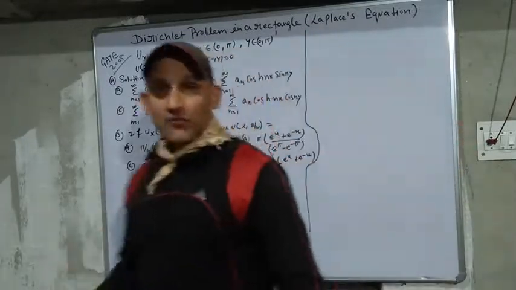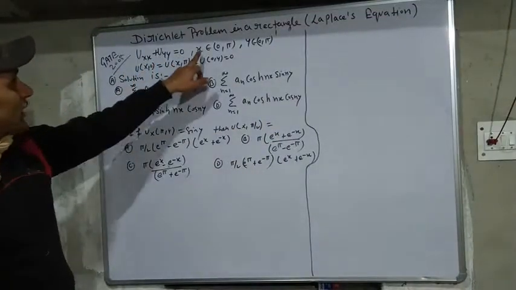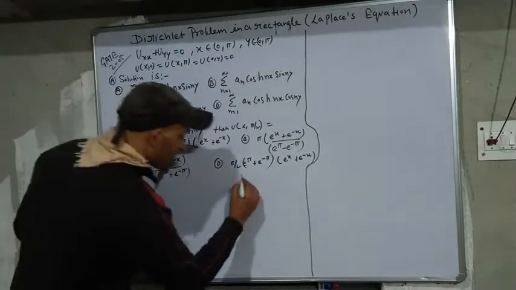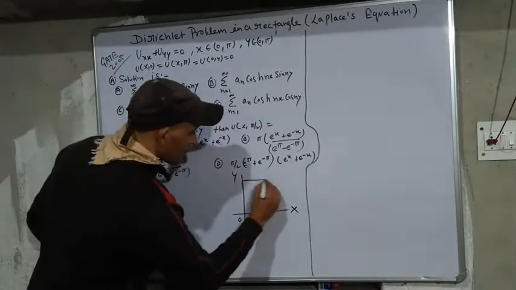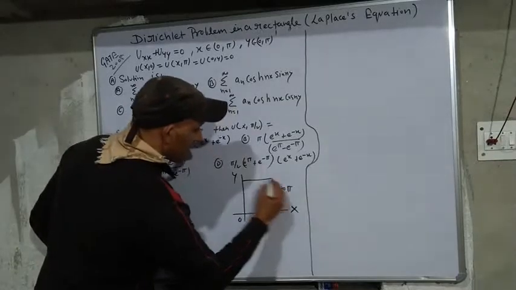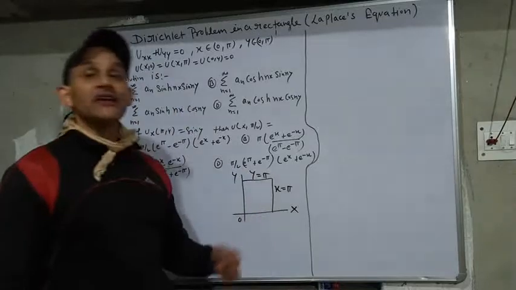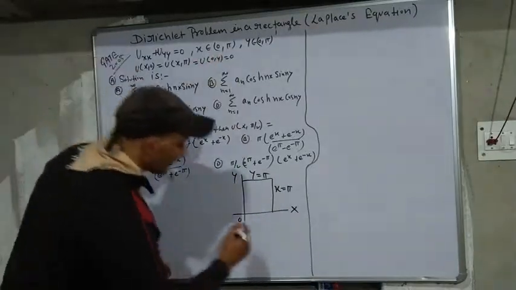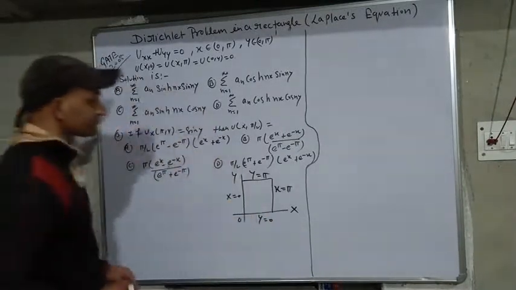Now this is also the same question. uxx plus uyy is equal to 0, where x belongs to 0 to pi and y belongs to 0 to pi. It means you have x and y, and this is 0. You have one plate, here x is equal to pi and here y is equal to pi. So this is a finite length plate. Here y is equal to 0 and here x is equal to 0.